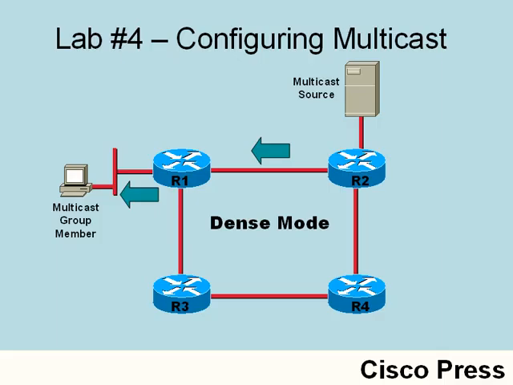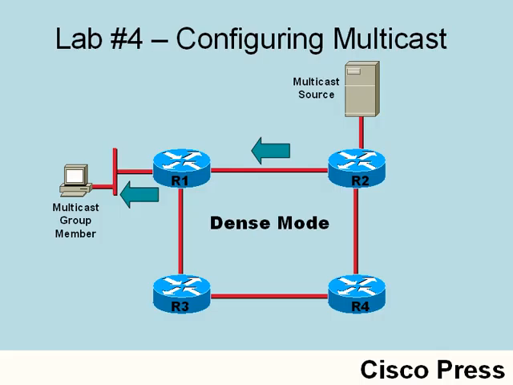We flooded the traffic everywhere throughout the topology, and then routers that didn't need that traffic pruned off their branches from the multicast distribution tree. But here's what a lot of people don't realize about this flood and prune behavior. By default, it happens every 3 minutes. Every 3 minutes we have to go through this flooding and pruning behavior.